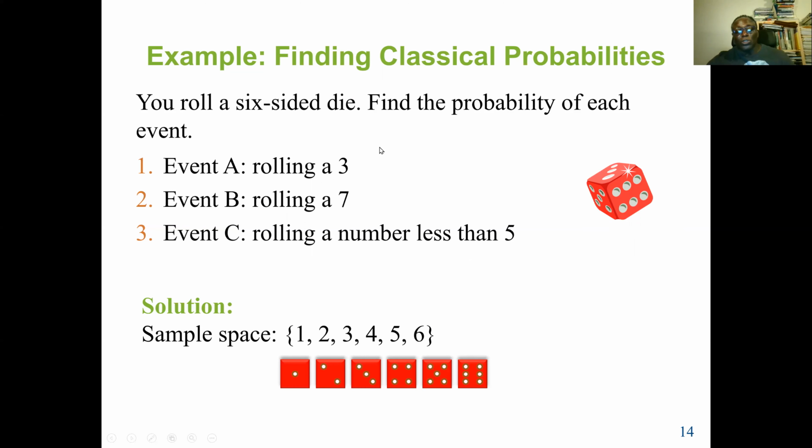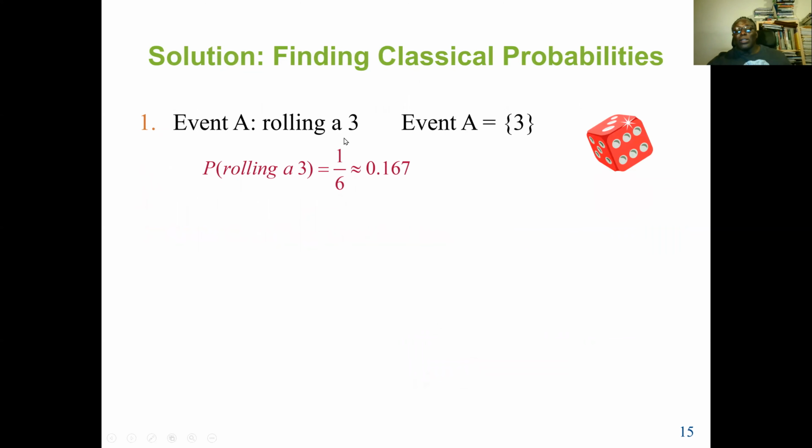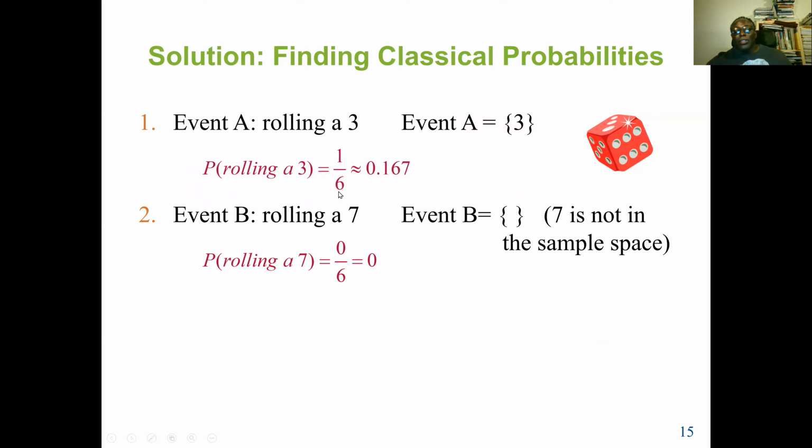So let's see the result. The sample space is 1, 2, 3, 4, 5, 6, the possible outcomes for rolling a die. So it's between 1 and 6. First, rolling a 3 means we have only one 3, so it will be 1 over 6. Then event B, rolling a 7, we don't have a 7 from 1 to 6. So here we say the probability is 0.